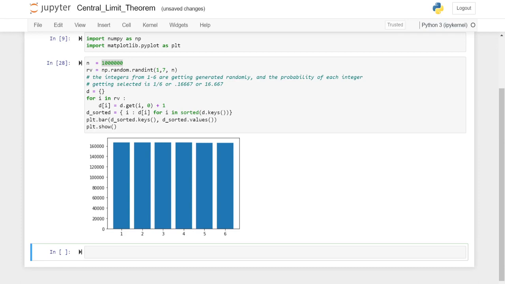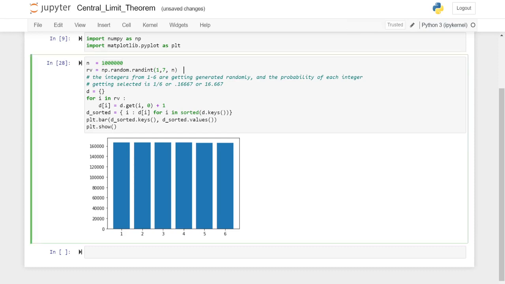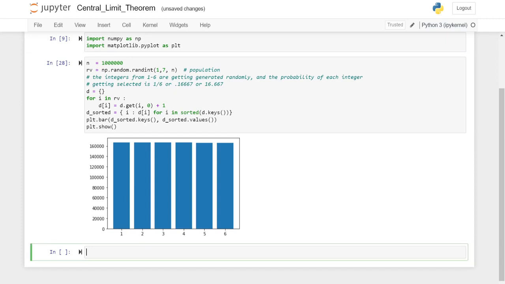Now what we will do, our next step will be, we will take samples from this number. RV is the random variable and let us call this the population. What is population? Population means all the elements from a group, not leaving even a single element. Now, we will use this population and try to extract a sample from it. And the sample size will be 30.